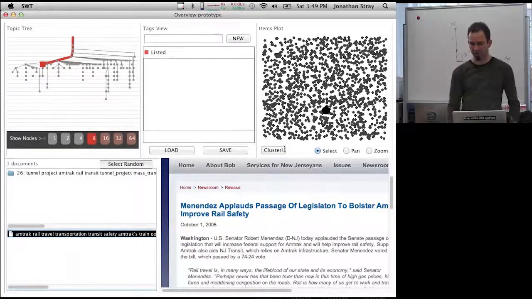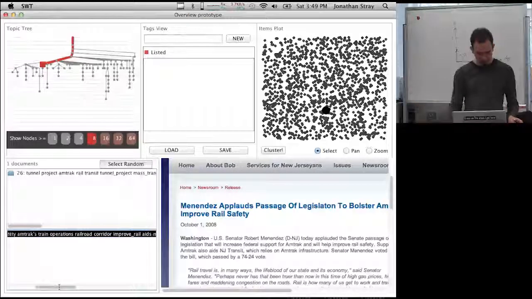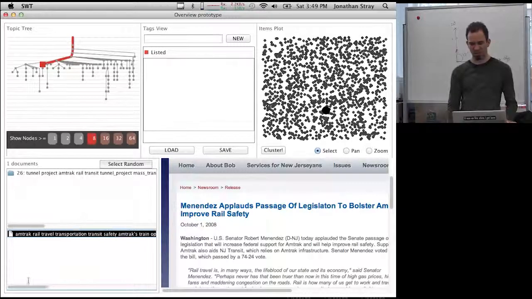I'm going to try to group them using multidimensional scaling. Oh yeah, the other thing you can see here: Amtrak, rail, travel, transportation, transit, safety, train, operations, railroad, corridor. These are the top few words as extracted by TF-IDF from this set of 1,500 or so documents.